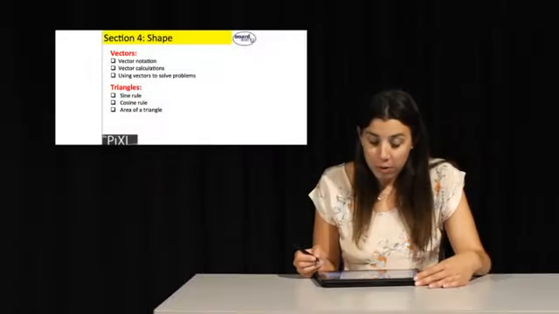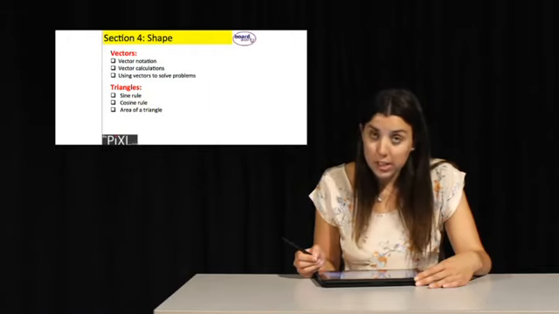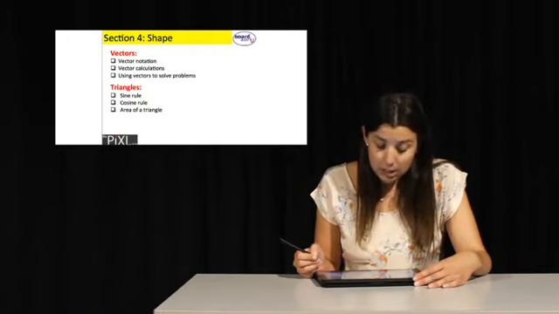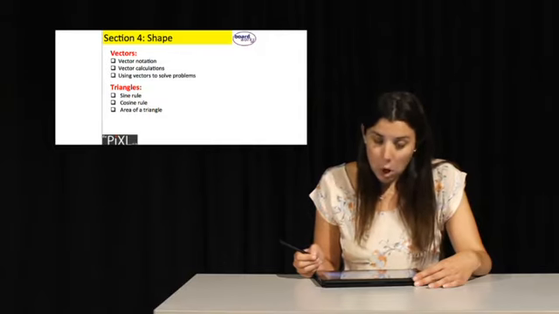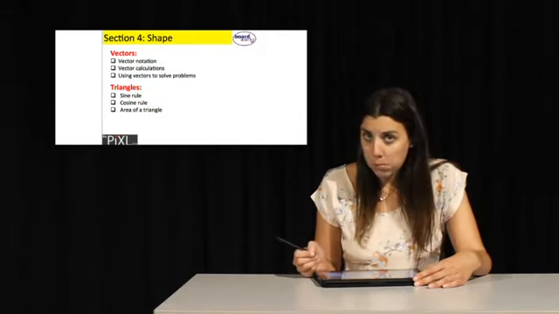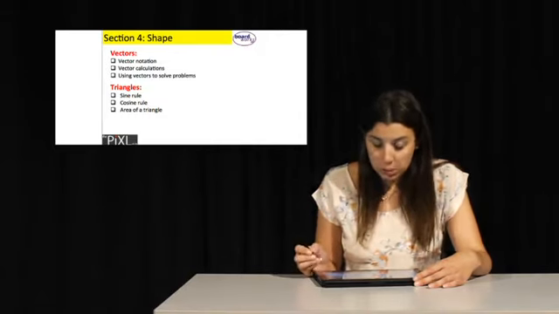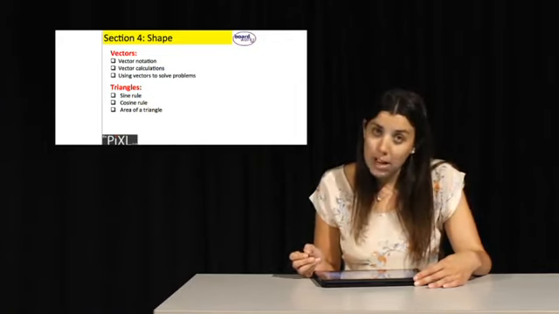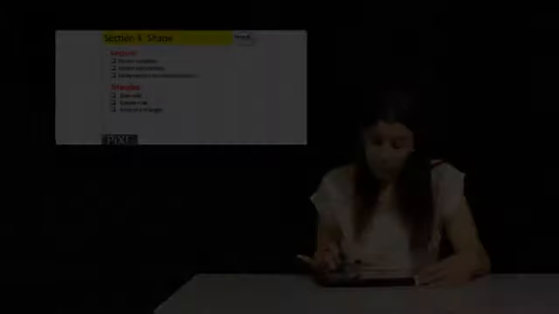The fourth section of our DVD is on shape, which consists of two topics. Our first one is vectors, and our second is triangles. We're going to be using vectors to solve problems, and in the triangle section, we're going to be looking at the sine and cosine rule, and a further rule around finding the area of a triangle.